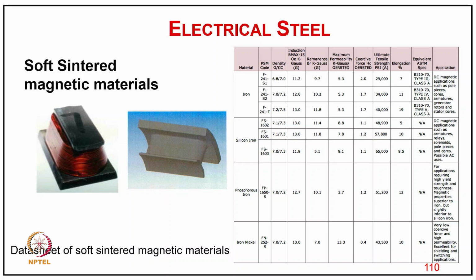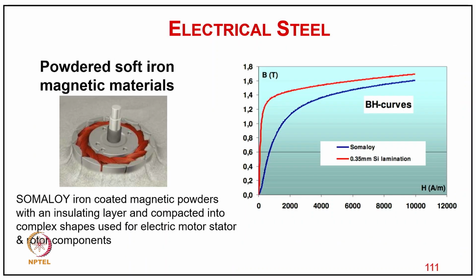So typical examples here are of soft sintered ferromagnetic material which is commonly used, and here you can see the typical properties of iron, silicon iron, phosphor iron or iron nickel, different kinds of material with the different properties of silicon steel.